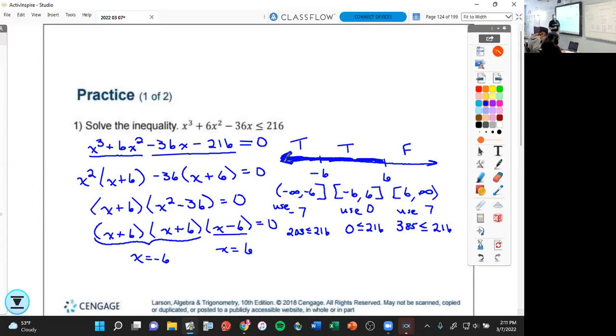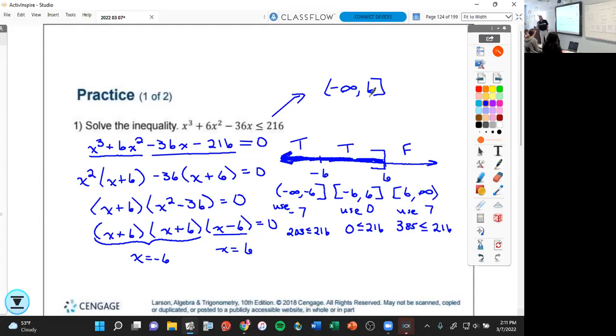What about the 6? Because of the equal sign, that's going to be a bracket. So what is the solution to this system? Negative infinity to 6. That actually makes sense.